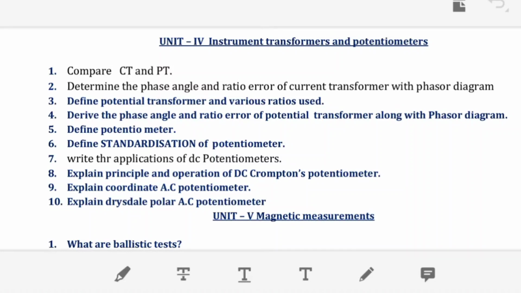Define potential transformer and various ratios used. Derive the phase angle and ratio error of potential transformer. If you know CT phase angle and ratio error, then in a similar way we can derive the potential transformer too. Define potentiometer. Elucidate standardization of potentiometer, or how to do standardization of potentiometer. Standardization means making the potentiometer direct reading.